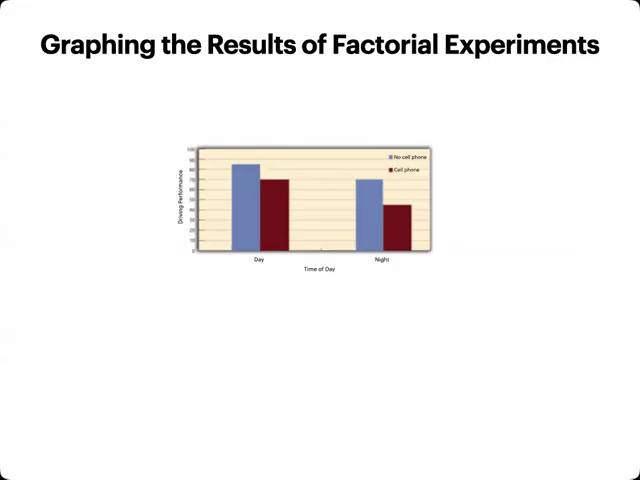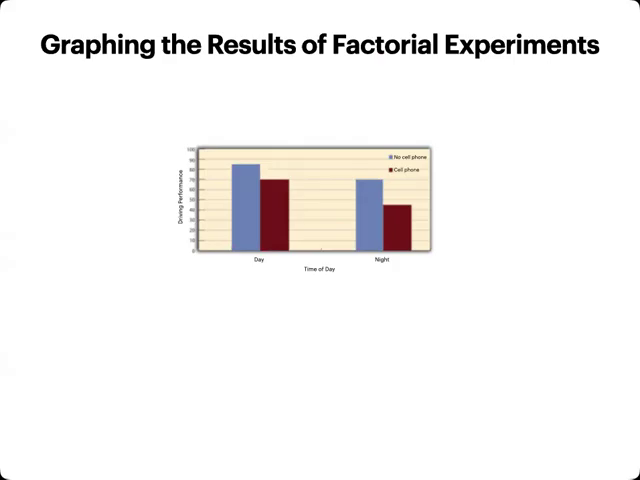One independent variable is on the x-axis, and the other independent variable is indicated by different colors. The y-axis always represents the dependent variable. This graph illustrates that one independent variable is the time of day, comparing day versus night, while the other independent variable is cell phone use, comparing no cell phone versus cell phone. The dependent variable is driving performance, and this is a 2 by 2 factorial design.